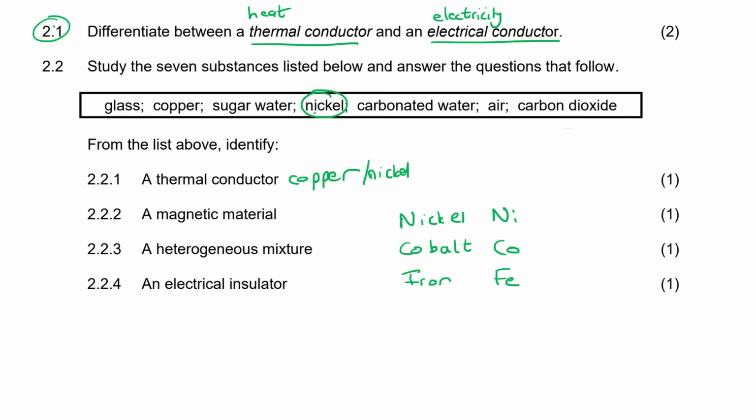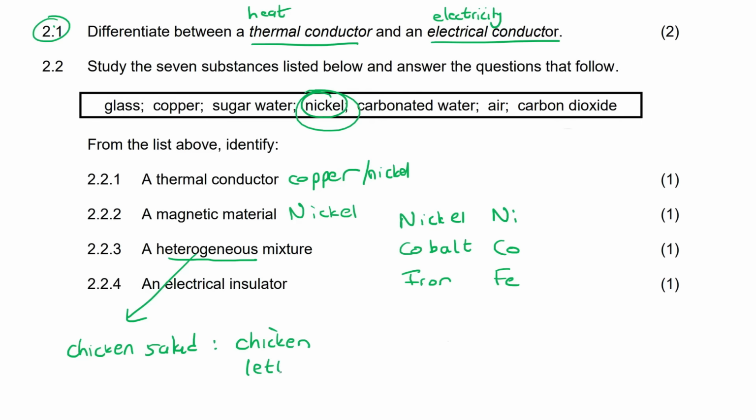So what is a magnetic material? You could say nickel. A heterogeneous mixture. Okay, so we've spoken about homogeneous and heterogeneous. Heterogeneous is when it's like a chicken salad. Maybe you've seen my example of chicken salad. If you look at a chicken salad, does it just look like one thing, or can you see different parts? Well, no, you can see different parts. You can see chicken, you can see the lettuce, you can see tomatoes. Because you can see different parts, that is heterogeneous.